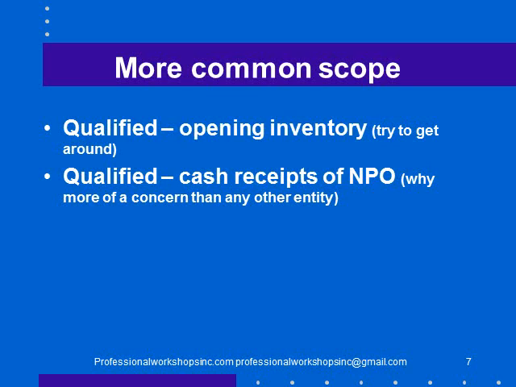Ones that are more common are scope qualifications. Opening inventory, that's a classic, though we're not supposed to just casually qualify our audit opinions if we could get around it somehow. So if you're appointed auditor for this year in January of this year, and you know you're going to have a problem with opening inventory, you should say to the client, well, we need to count inventory right now. We need to count at the end of January or the end of February. We're going to roll it back to December so that we will be able to give an unmodified opinion on this year because we've checked out opening inventory.